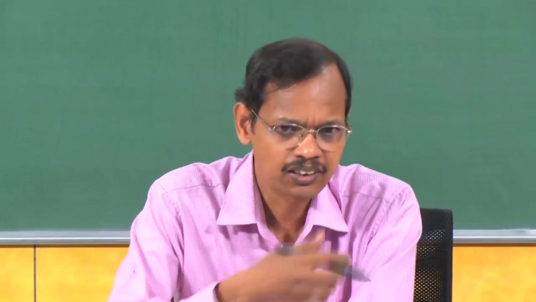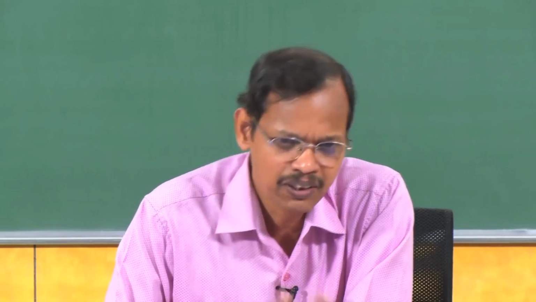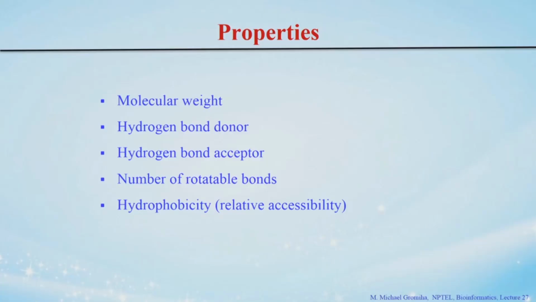right. So, using this information, if you have the ligand, you can derive various properties. Some of the important properties which we discussed, last class we discussed about Lipinski's rule of 5. What is Lipinski's rule of 5? Molecular weight less than 500, hydrogen donors less than 5, hydrogen acceptors less than 10, and log P less than 5, the partition coefficient is less than 5. So, like this you can derive various properties, for example, molecular weight, hydrogen bond donors or acceptors, number of rotatable bonds, and the hydrophobicity.